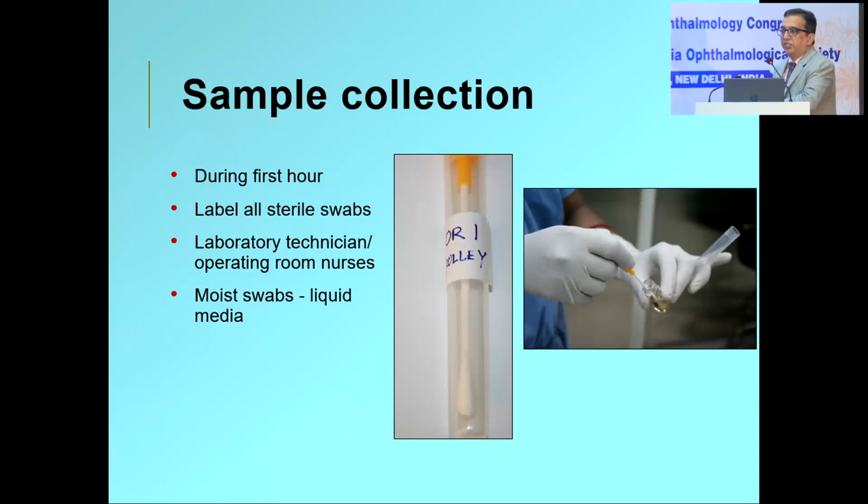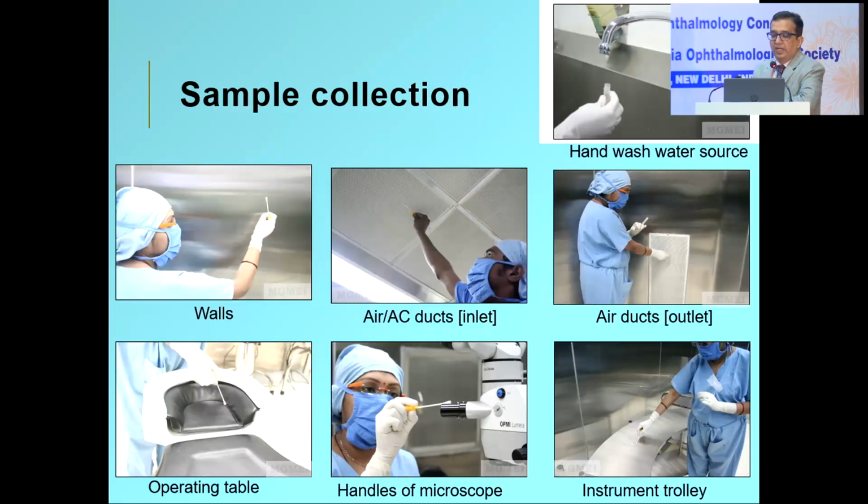The sample collection is usually done the previous day. One does the deep cleaning and fumigation, if you are doing fumigation, and next day early morning, before the OT starts and before people enter the OT, you need to do the sample collection. You need to label all the sterile swabs that you take, then moisten the dry cotton sterile swab in the liquid media and use it to take the sample, like it is shown out here.